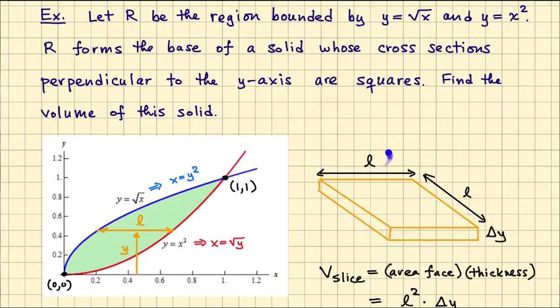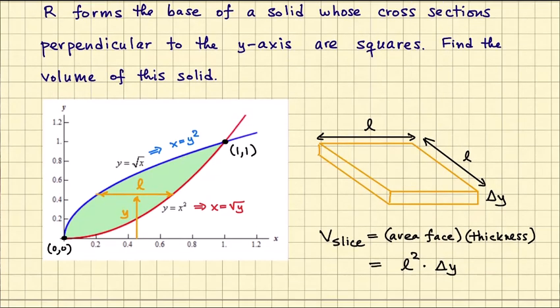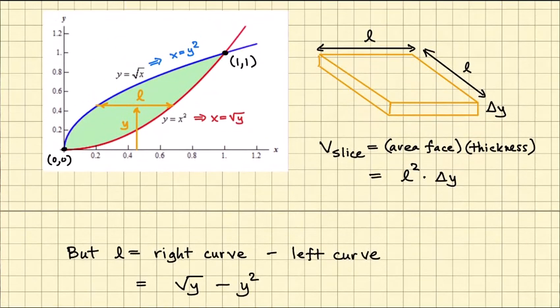So if I can find just this length L, I'll be able to do the volume of the slice, because the volume of the slice is just the area of the face times the thickness. The thickness is delta y. The face is just a square, so it's L by L, so it's L squared. Now I see that since the thickness is delta y, I must know L as a function of y. I need to be integrating with respect to y, so I need L as a function of y.